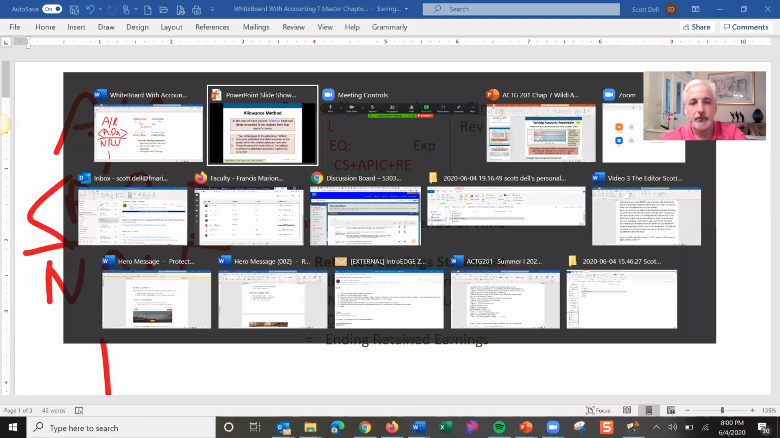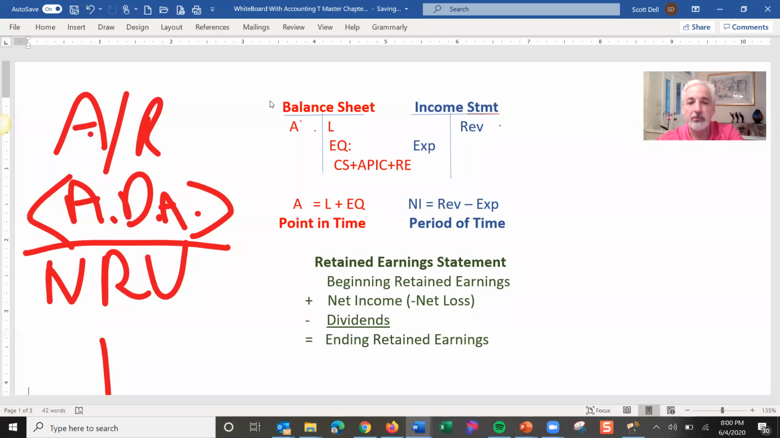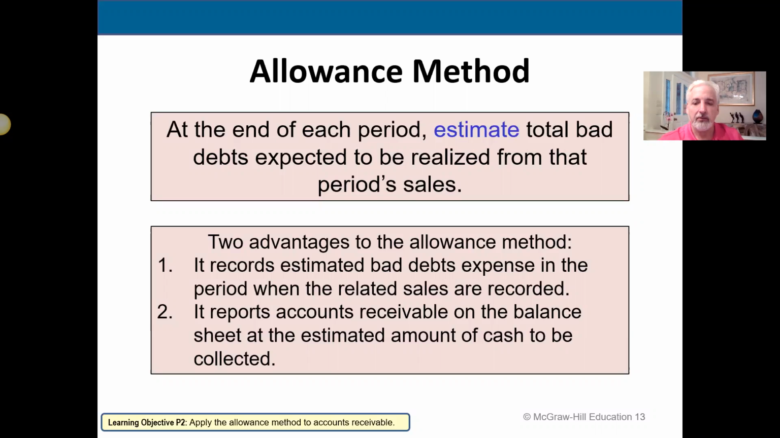and come up with our net realizable value. Advantage number one, it records estimated bad debt expense in the period when related sales are recorded. So monthly, we do sales, and we're going to record what we don't expect to collect from that. It also records receivables on the balance sheet at the estimated amount of cash to be collected. That is our NRV, our net realizable value. That's what we expect to collect out of receivables. Not 100%, but in this case, 96% is what I said we should probably be able to expect.